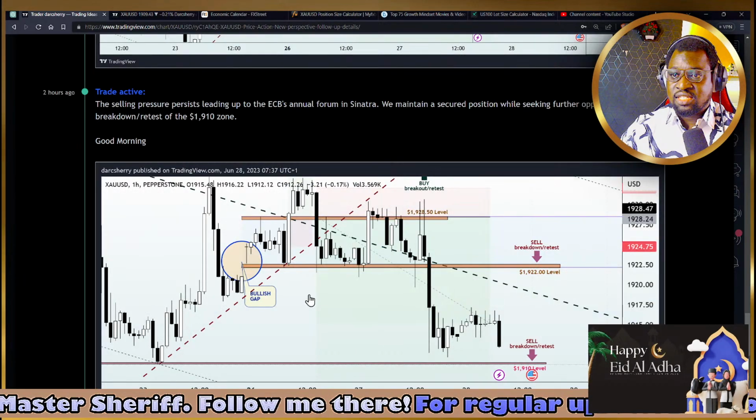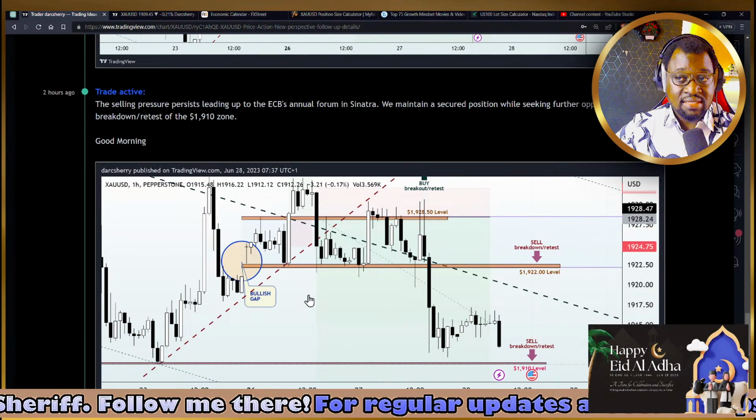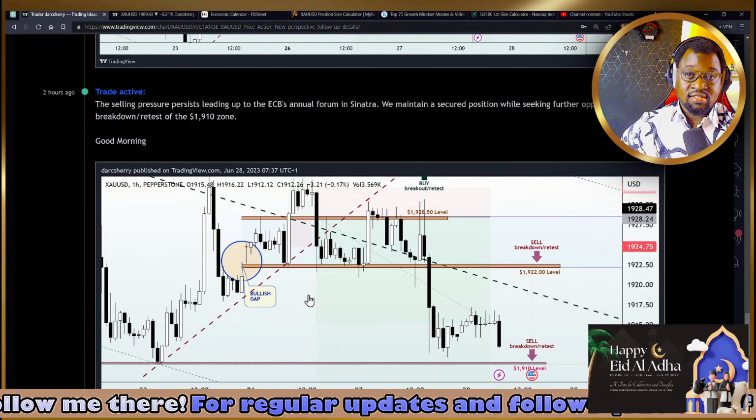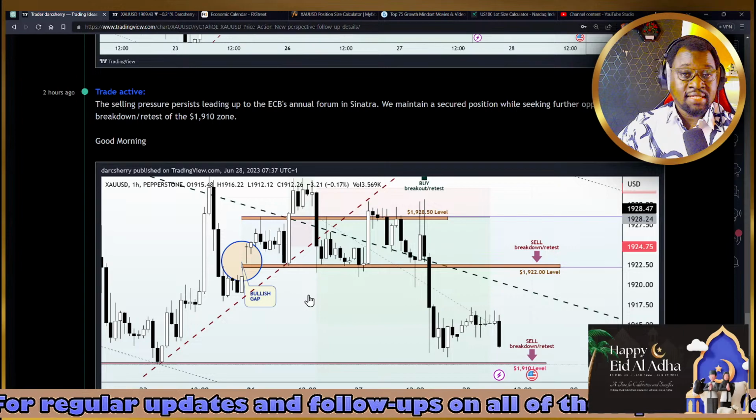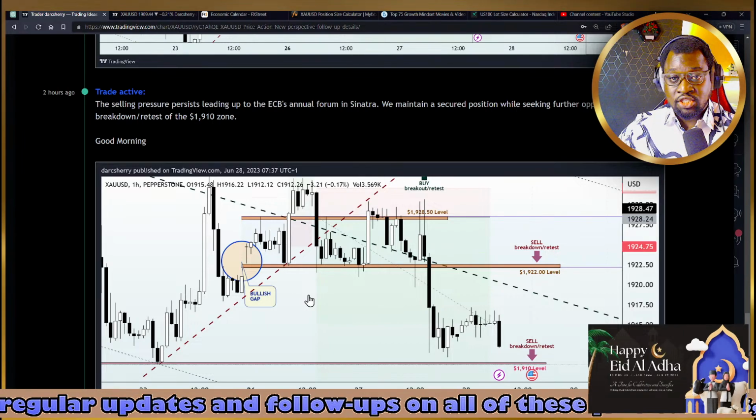So this morning I told us here that the selling pressure persists leading up to the ECB's annual forum in Sintra. Remember, we are going to be listening to the representatives of the central banks of the major economies talk today, and I think it's going to be more about the inflation situation, inflation plague across the major economies in the world, which will also give us an insight into what will be really happening in the next coming days or weeks.